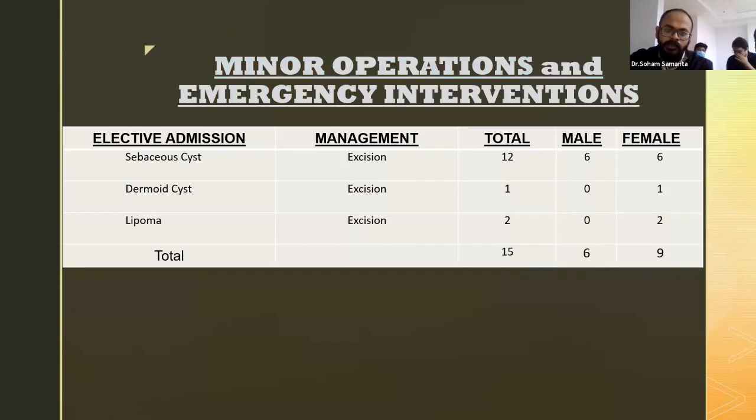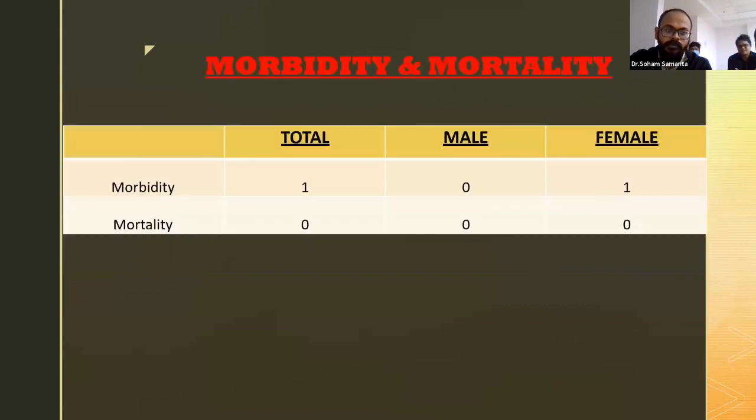In minor OTs, there were 12 cases of sebaceous cyst excision, one case of dermoid cyst excision, and 2 cases of lipoma excision. And there was one morbidity.